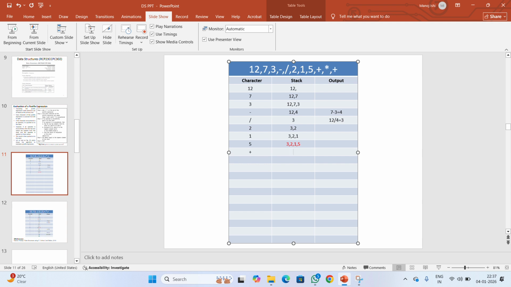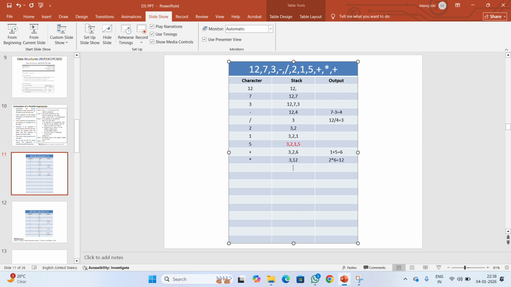As plus is an operator, we have to pop two operands from the stack, and we have to perform B operator A. So 5 is the topmost, so it becomes A. B is 1 as it is next to the top element, so the operation will be 1 plus 5, which is equal to 6. So 6 will be pushed onto the stack. Next is multiplication. So pop the next two operands and apply the operation: 2 times 6, which is equal to 12. So push the result 12 onto the stack.